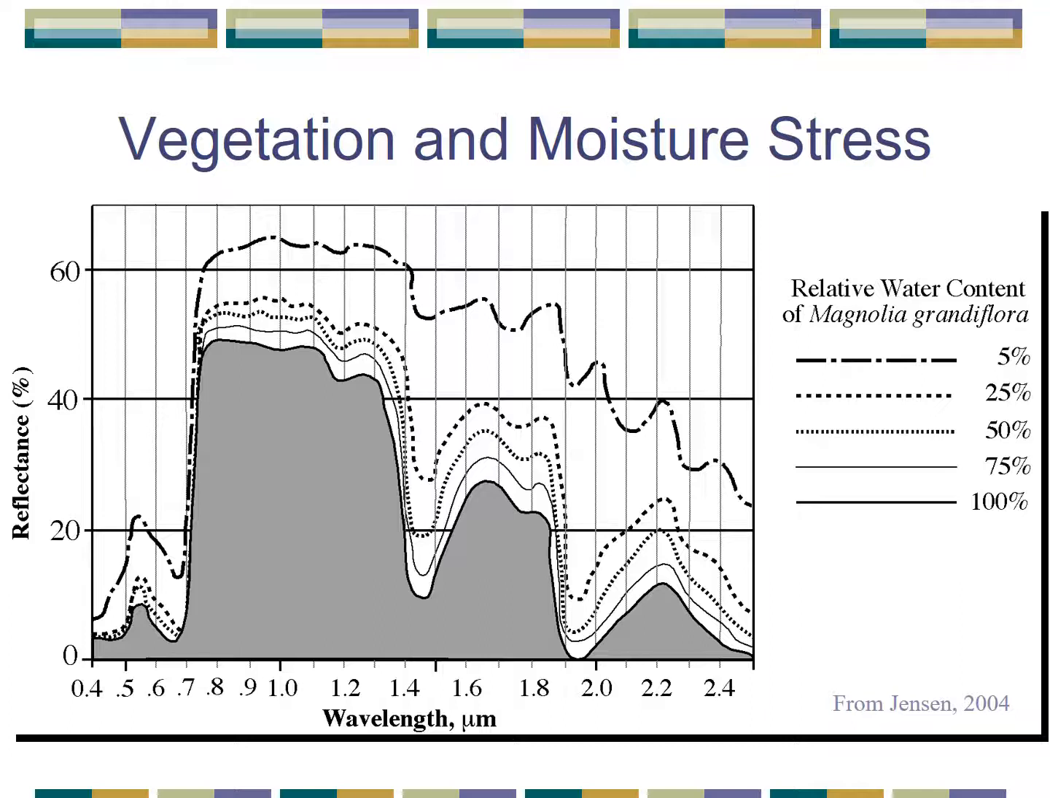50%, 25%, 5%. And you can see clearly as the internal relative water content decreases, in other words, as the vegetation itself dries out, the plant becomes put in moisture stress, and the response at the water absorption bands declines. So you can use these water absorption bands as a way of determining how stressed plants are during periods of drought.